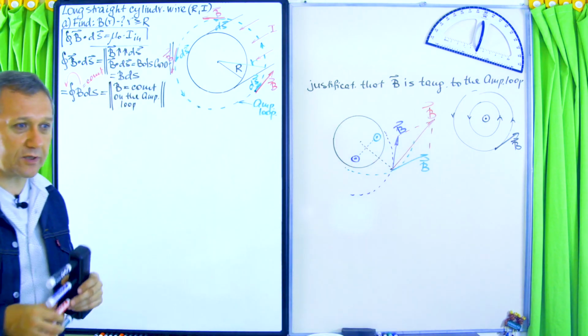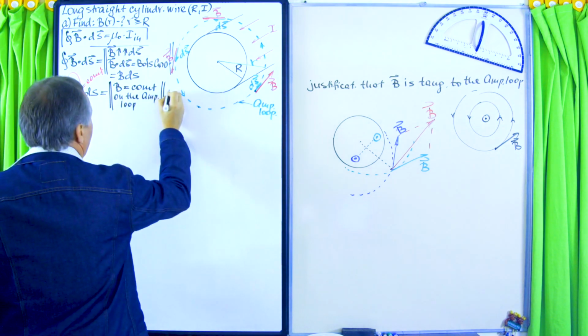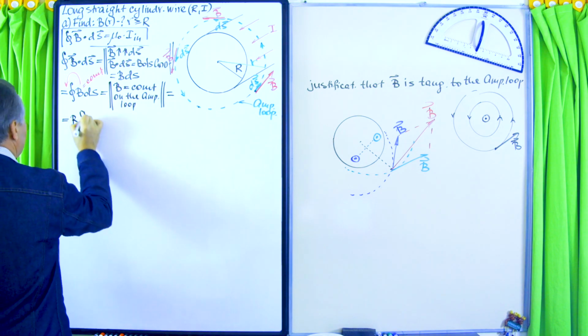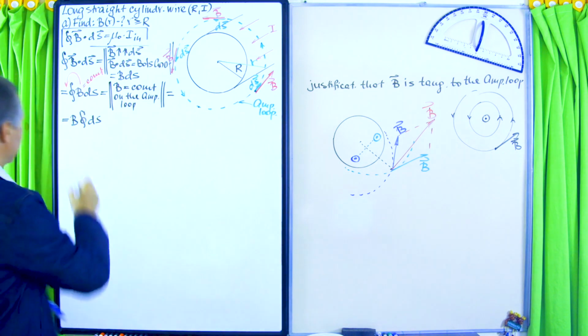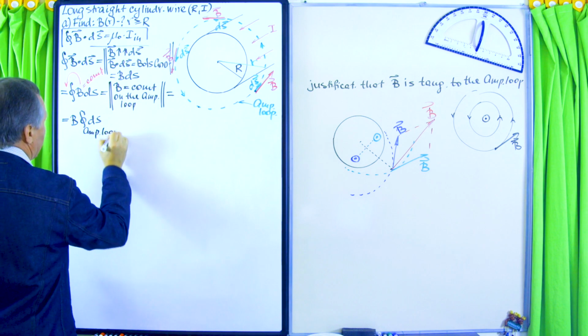So we can extract it from the sign of integration. Okay, let me finish this. So that's the important step where we do our extraction. So B, integral of the closed loop. Maybe I will write underneath: Amperian loop, of course, right?